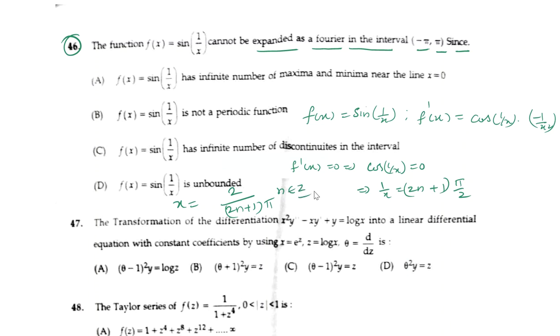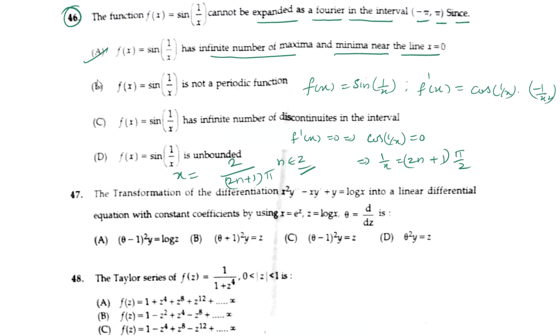Now as the value of n tends to infinity, the values of x given by this equation tend to be more crowded nearer x is equal to 0. Thus the function sine of 1 by x has an infinite number of maxima and minima nearer x is equal to 0. That means f of x is equal to sine of 1 by x has an infinite number of maxima and minima nearer x is equal to 0. Okay, just understand this point here.